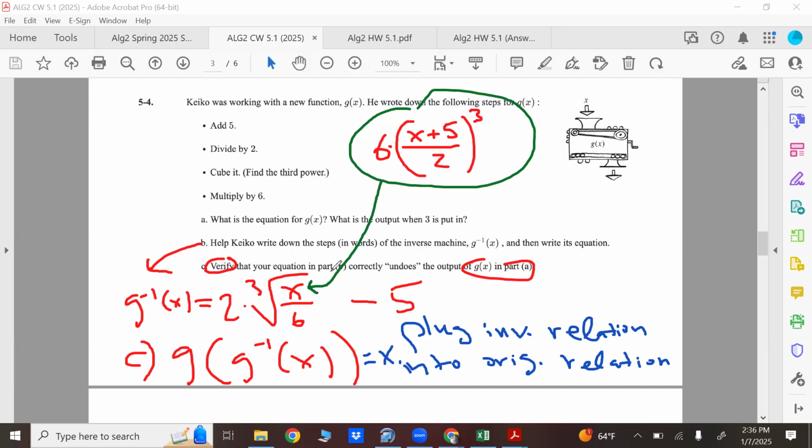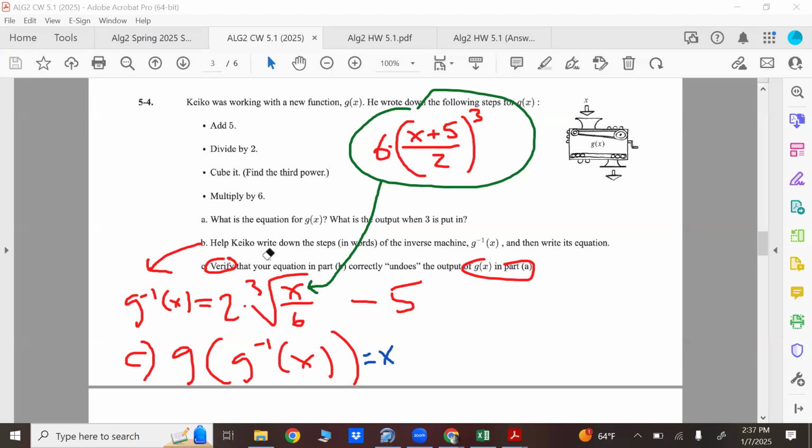So if I were to show you that process, which is a little bit messy, here's how it all goes down. That's just how you verify. Yes. So I do 2 times cube root, 6 minus 5.